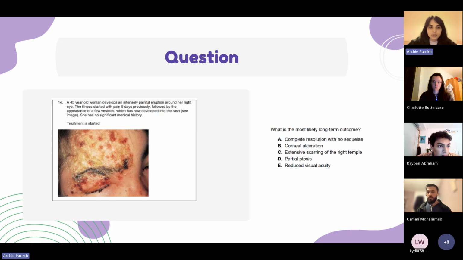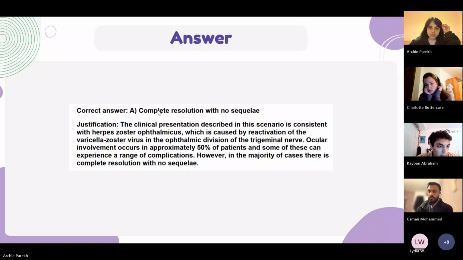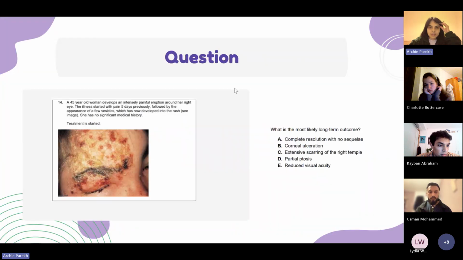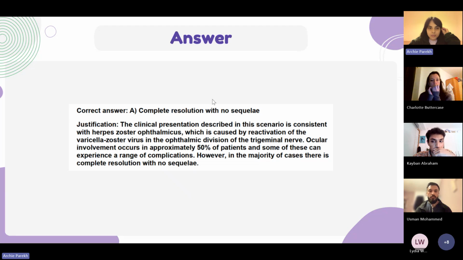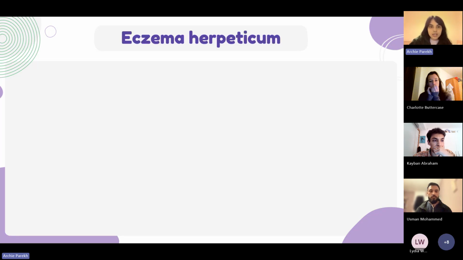So if you're thinking of herpes in this case, yes, corneal ulceration can be a potential complication, but hopefully if it's treated properly, the most likely long-term outcome is that it's not going to have any long-term impact and it will completely resolve as long as you give the patient acyclovir. And this is just a question from the MSc paper that's there on OneMed. So it's from the UKMLA content map. So it's a good idea to be aware of some of the common viruses and the bacteria.